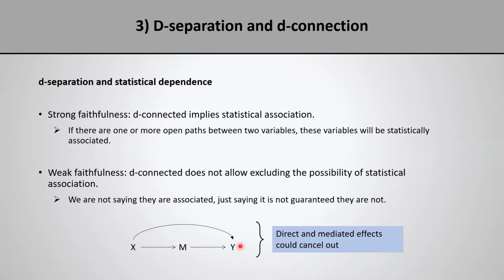So this is what I had to say about d-connection, d-separation, faithfulness, and compatibility. I hope this was clear to you. Stay tuned for the next video when you're going to apply those concepts to a DAG in order to identify covariates that we can use to eliminate bias in the association between X and Y. Stay tuned for that.